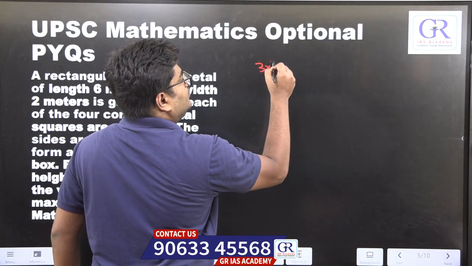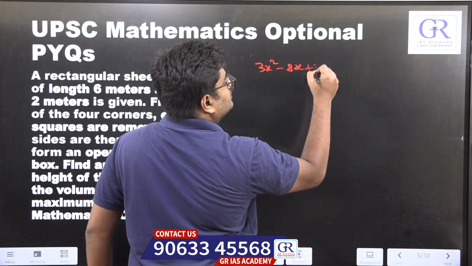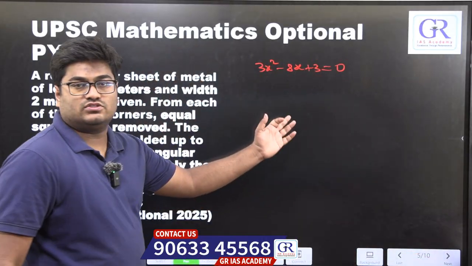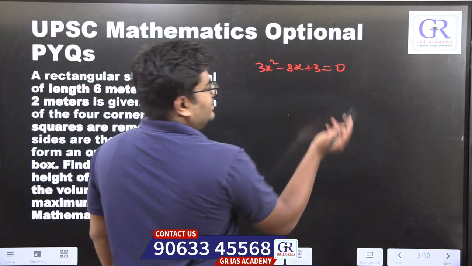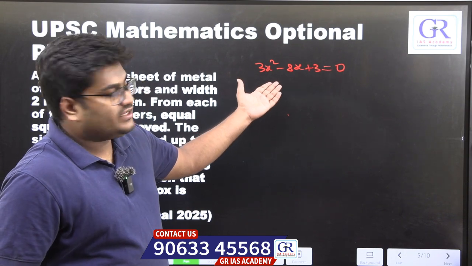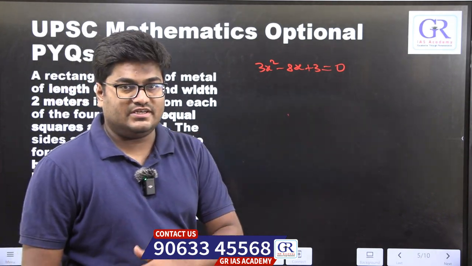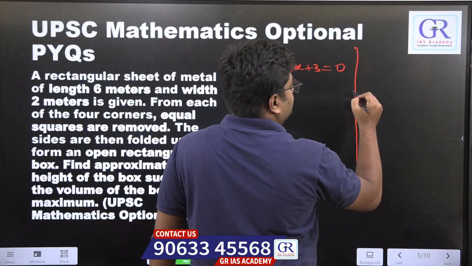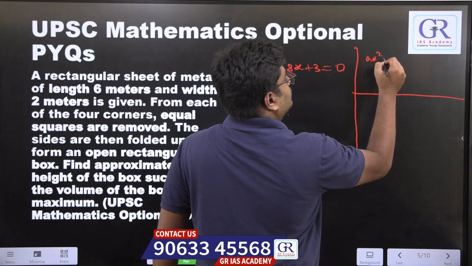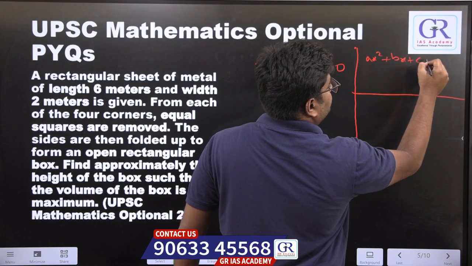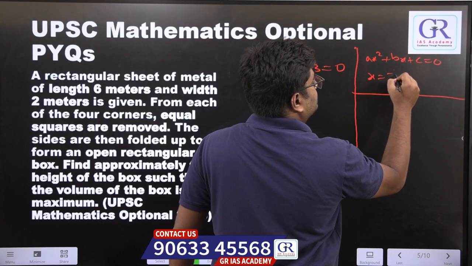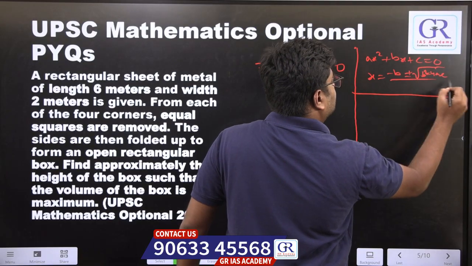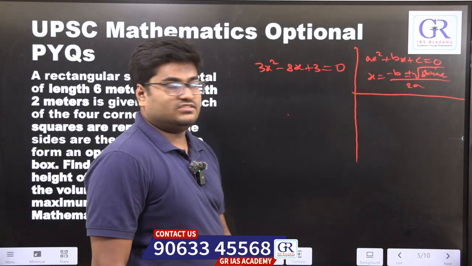So 3x square minus 8x plus 3 equals 0. So let's find out x. What is the quadratic equation? It is in the format of ax square plus bx plus c equals 0. So what is the formula? If a quadratic equation is in the form of ax square plus bx plus c equals 0, then x is equal to minus b plus or minus square root of the discriminant b square minus 4ac, by 2a. Right? That is the formula.